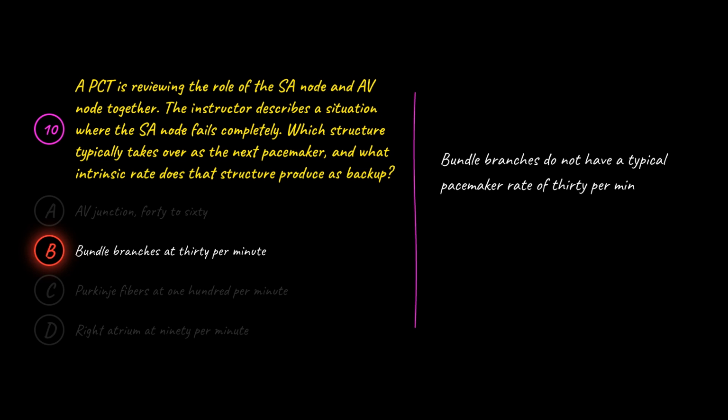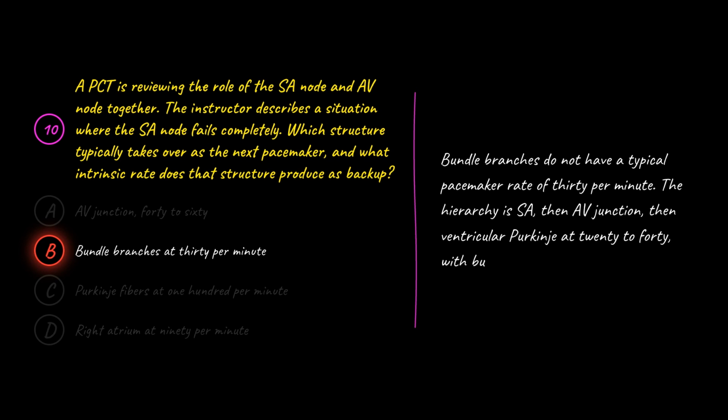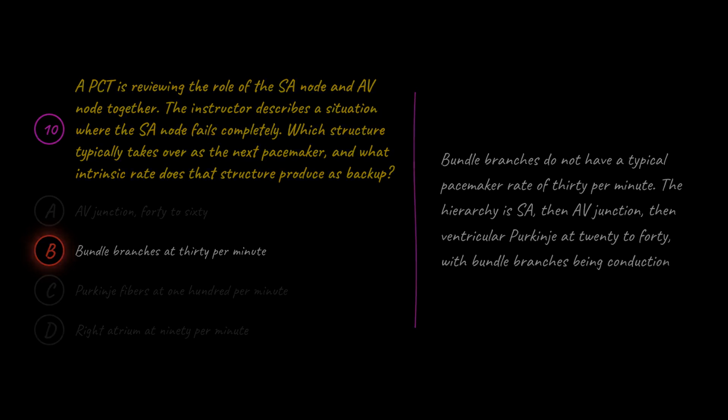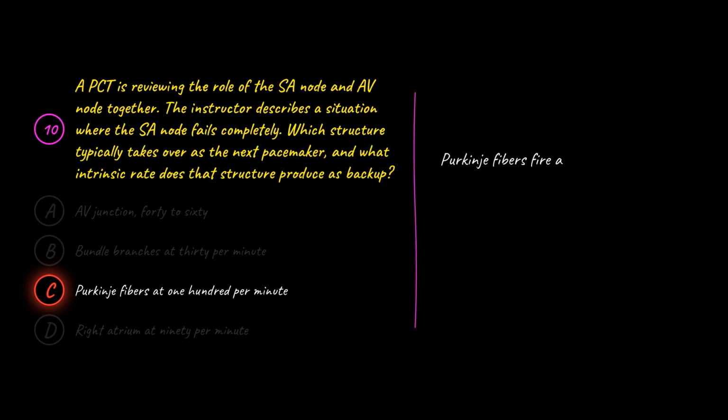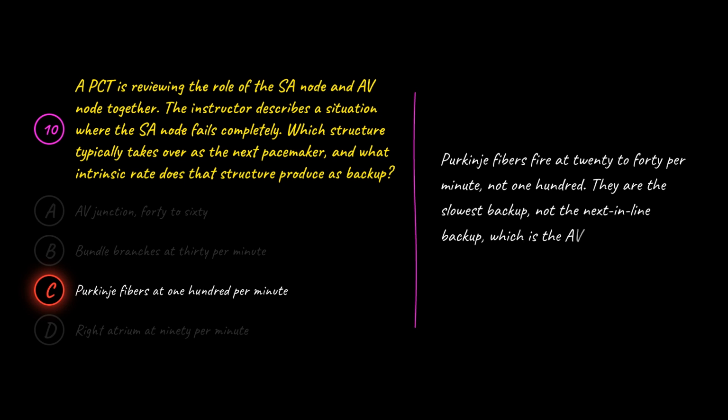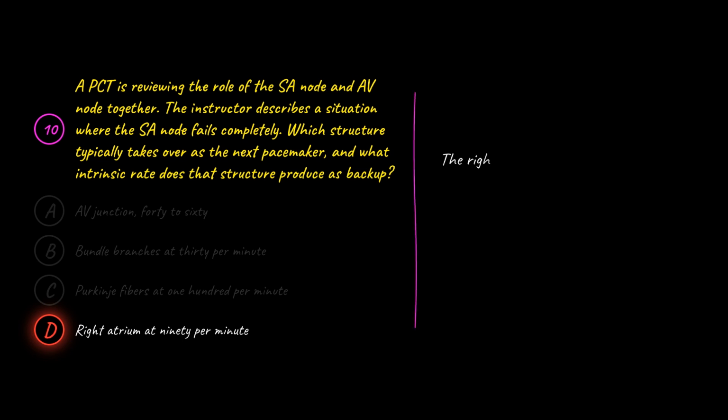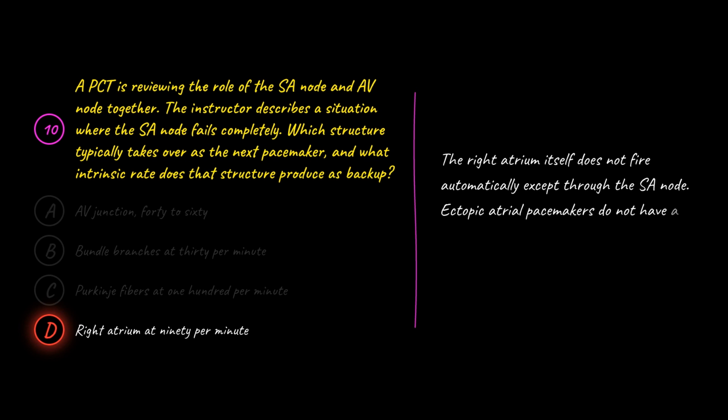The hierarchy is SA, then AV junction, then ventricular Purkinje at 20 to 40, with bundle branches being conduction structures rather than primary pacemakers. C is wrong because Purkinje fibers fire at 20 to 40 per minute, not 100. They are the slowest backup, not the next in line backup, which is the AV junction at 40 to 60 beats per minute on the standard hierarchy. D is wrong because the right atrium itself does not fire automatically except through the SA node. Ectopic atrial pacemakers do not have a defined 90 per minute rate, and the standard backup is the AV junction at 40 to 60.